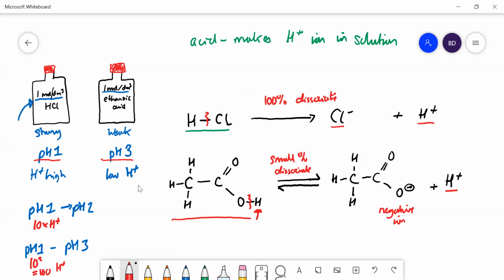Now, it's hydrogen ions that make acid acidic, and that makes the acid do the things that acids do, like they will dissolve magnesium ribbon, they will react with carbonates, and so on.